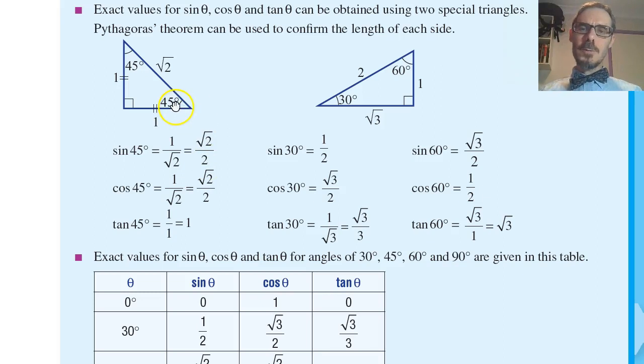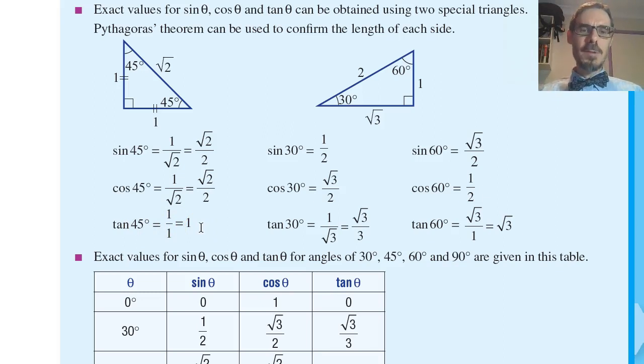Okay, if cos 45 is 1 on root 2 and sine 45 is 1 on root 2, what's tan 45? Well, tan is opposite on adjacent, which is 1 over 1, which is 1. So tan 45 is 1.